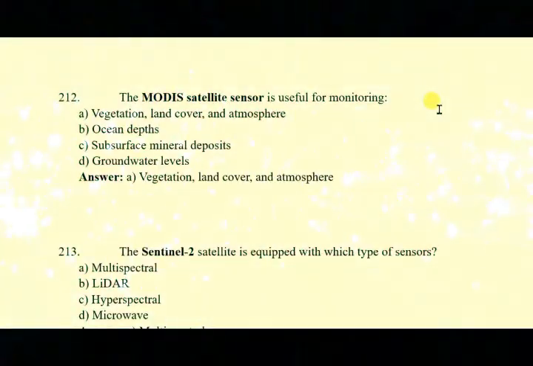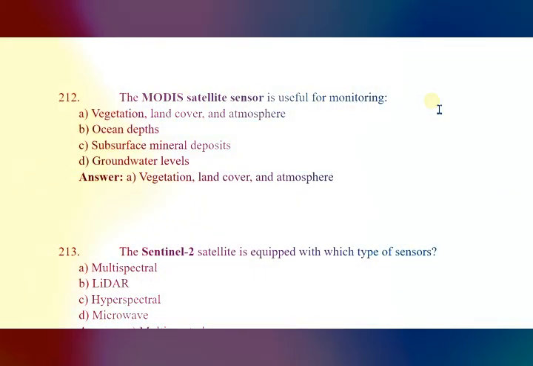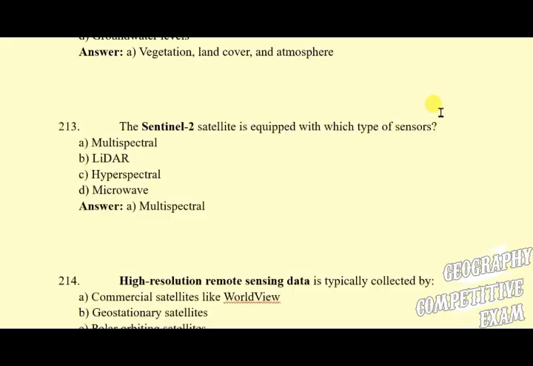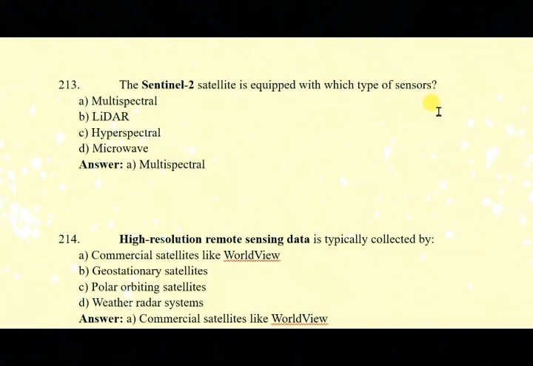Question 212. The MODIS satellite sensor is useful for monitoring vegetation, land cover and atmosphere, ocean depth, subsurface mineral deposits, groundwater levels. The right answer will be vegetation, land cover and atmosphere. Question 213. The Sentinel-2 satellite is equipped with which type of sensors? Multispectral, LiDAR, hyperspectral, microwave. The right answer will be multispectral.